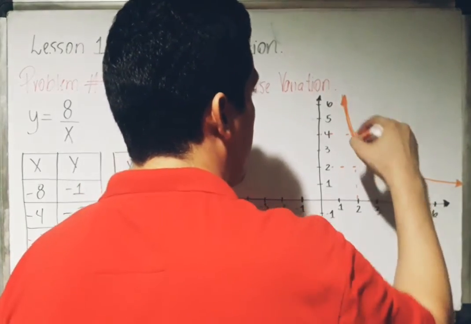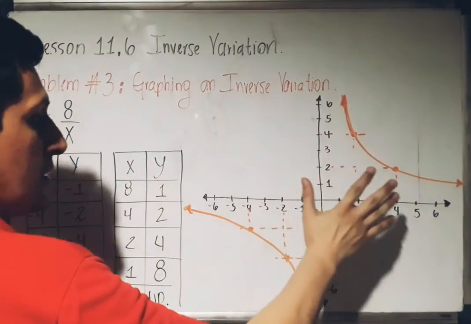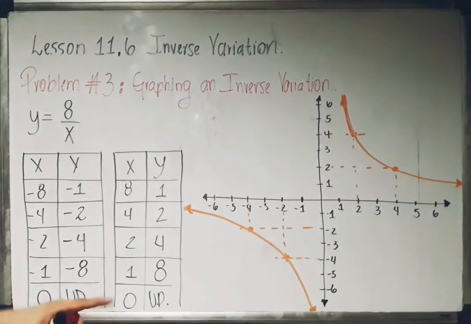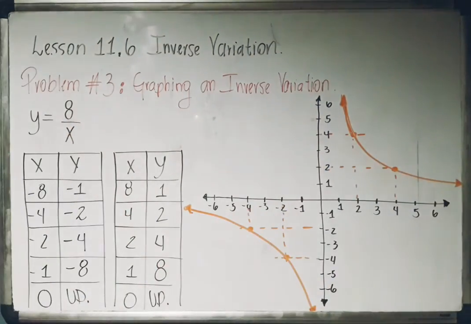That means your graph is going to be this way. You are not going to have values at 0 because it's undefined, and the graph is going to open in both sides. That's the way you can graph an inverse variation. Now we are going to do the next example.